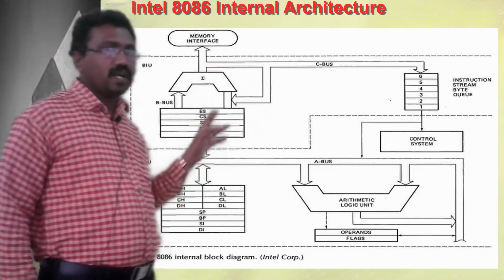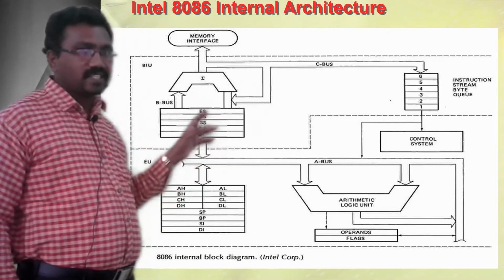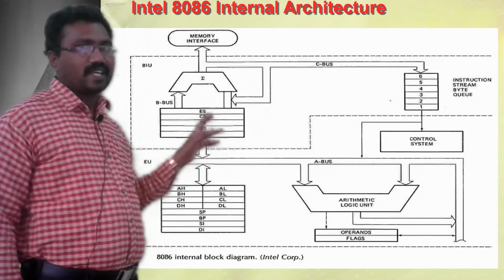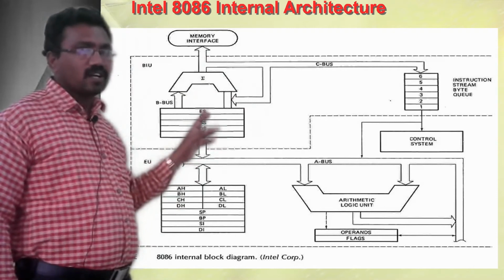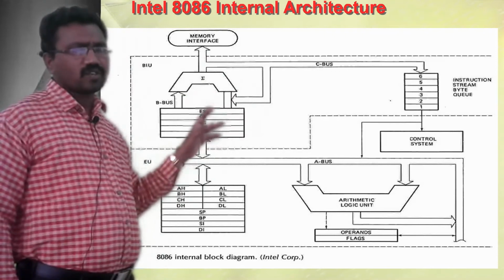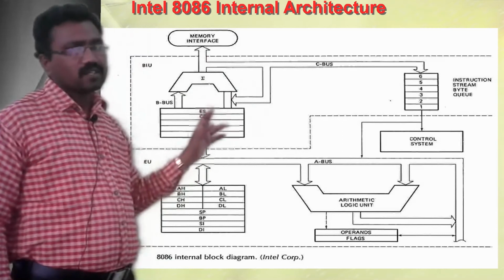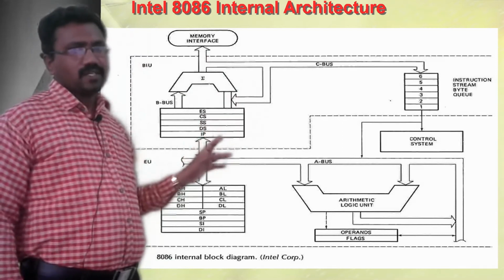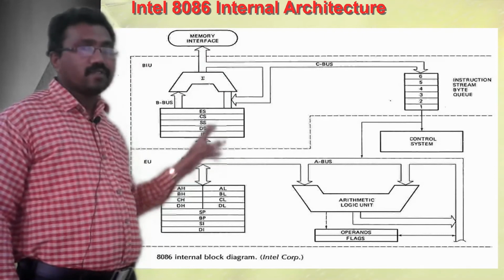The bus interface unit also contains segment registers: code segment register, data segment register, stack segment register, and extra segment register. These segment registers contain the starting address of the segment. If it is the code segment register, it contains the beginning address of the code segment. Is it clear? And one more, it contains IP, which contains the offset address of the code segment.